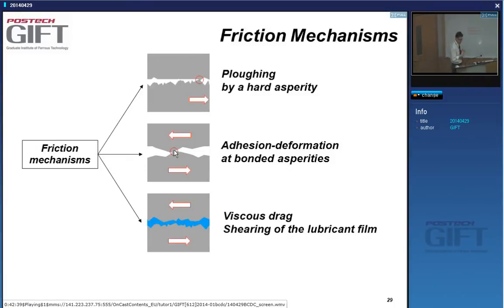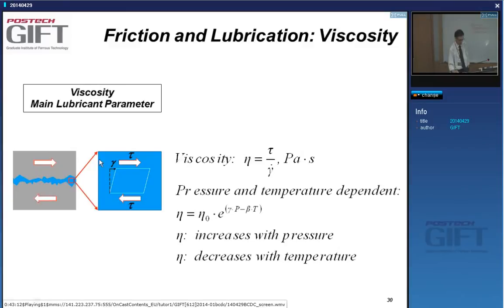If we have an oil film in between, these processes can be avoided. Because now the deformation is what we call viscous drag. This is basically when the two surfaces move with respect to each other, we are not making bonding, we're not plowing the surfaces, but we're just shearing this lubricant film. Okay, so let's have a look at this shearing process. The shearing process of oil is determined by its viscosity, and the viscosity is equal to the shear stress divided by the shear rate.